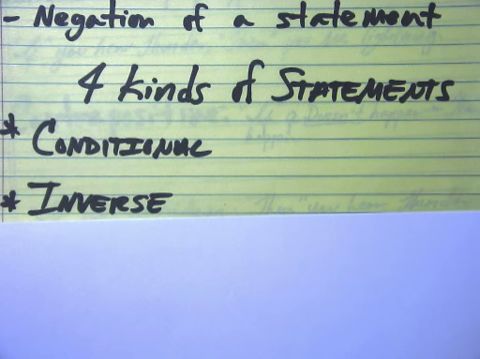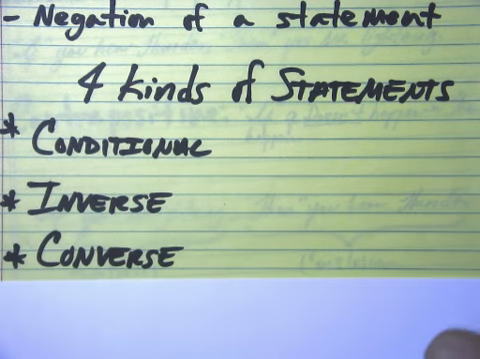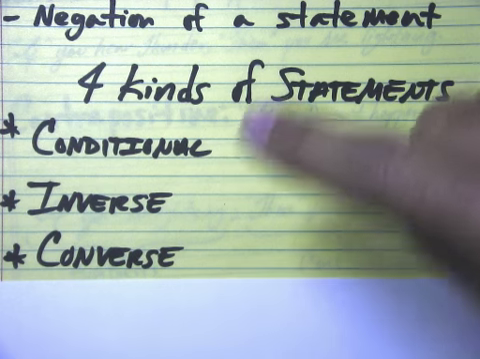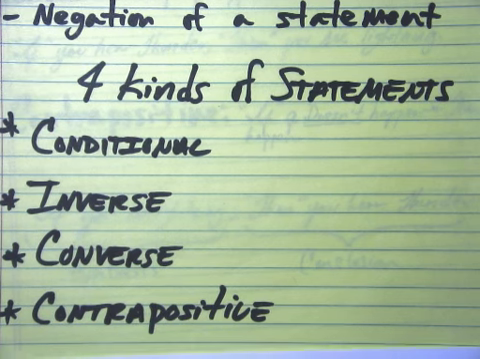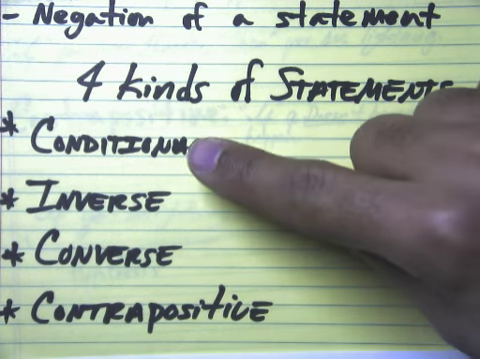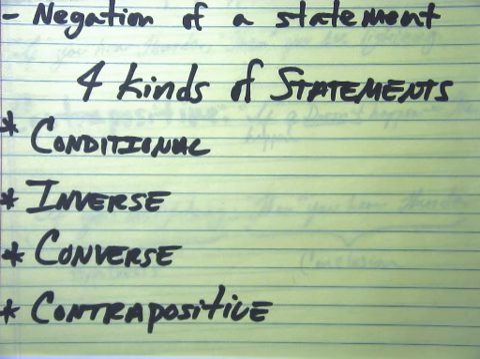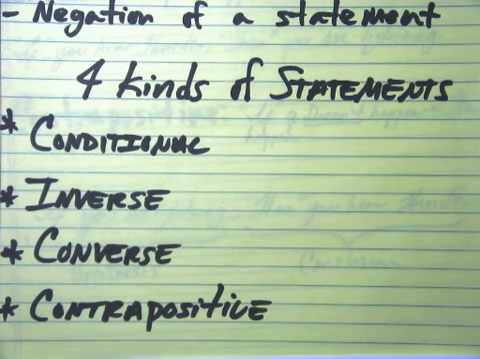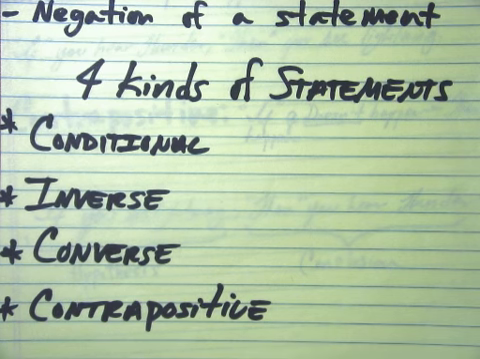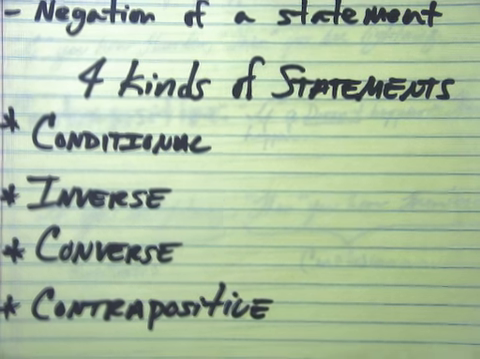Then we have the inverse statement. The inverse can be made from the conditional. Then we have the converse statement. And again, it's the converse of the conditional. And finally, we have the contrapositive, which is the contrapositive of the conditional. So we always start with our conditional statement, and then they will ask us for the inverse of the conditional, the converse of the conditional, or the contrapositive of the conditional. Let's take a look at some examples.